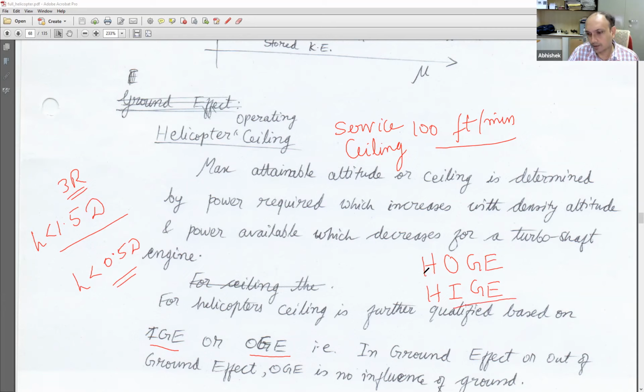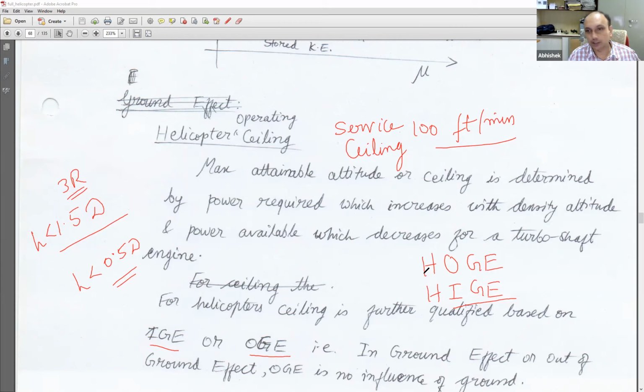So for helicopters, people find out what the power required is in ground effect. And then they also find out the power required out of ground effect, so that they can determine what altitude you can actually hover without requiring the ground below you. Why is it important? HOG, HIG.